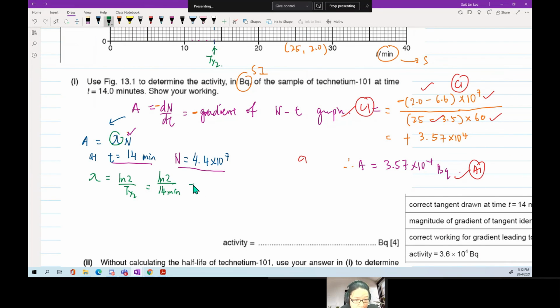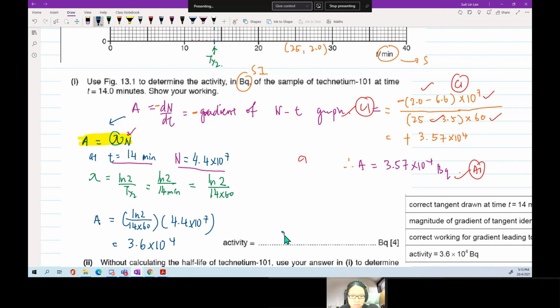Have to convert, yes, remember? Previous example already mentioned when we use this beautiful equation, everybody got to be SI. So this will be ln 2 over 14 times 60. Now we can substitute. I prefer to put everything inside. So A will be equal to ln 2 over 14 times 60, bracket 4.4 times 10 to the power of 7. And then I will get 3.6 times 10 to the power of 4.